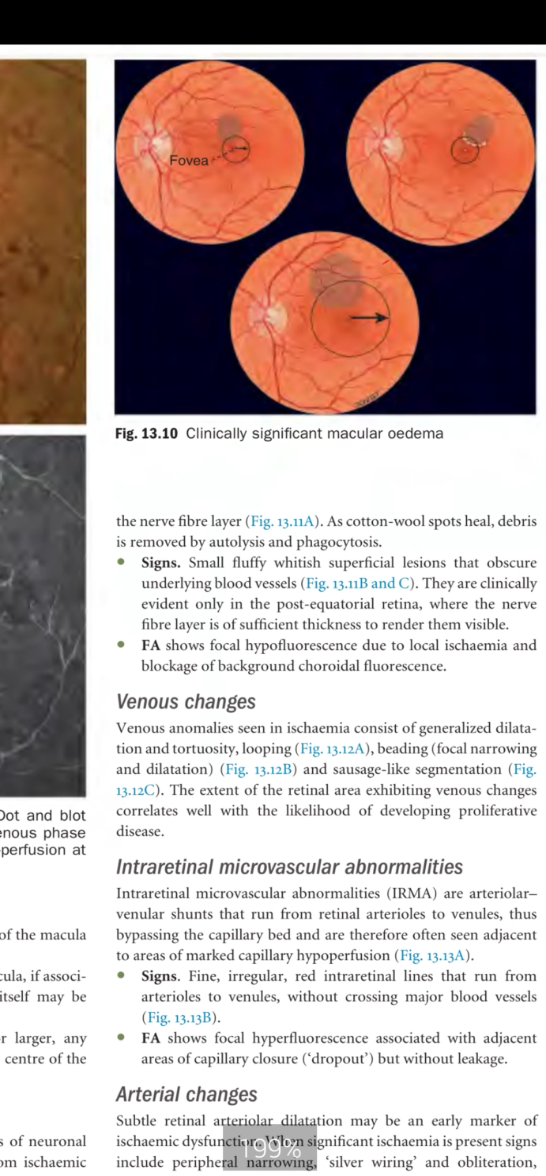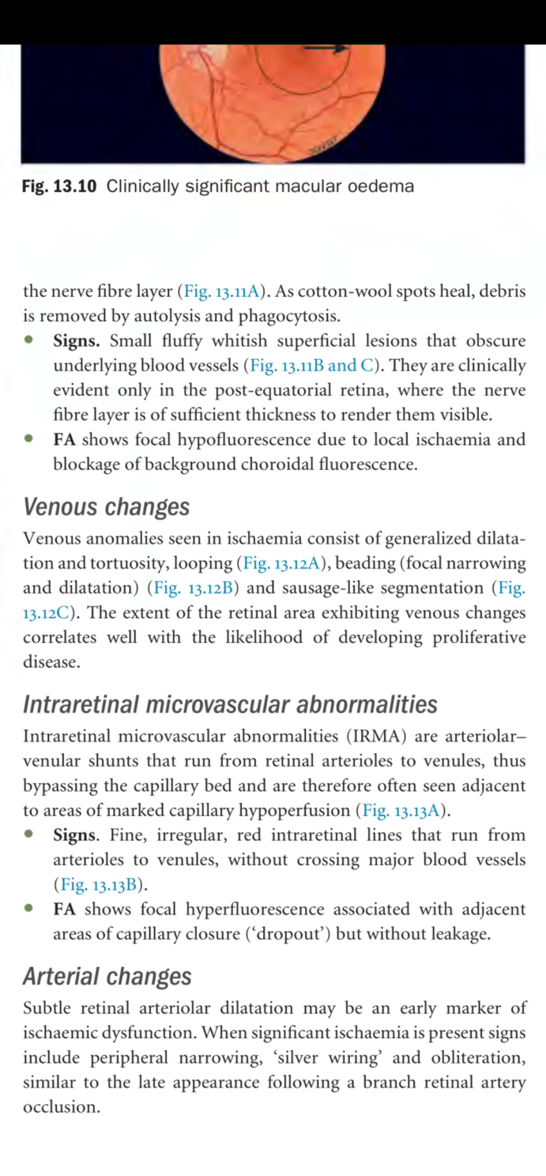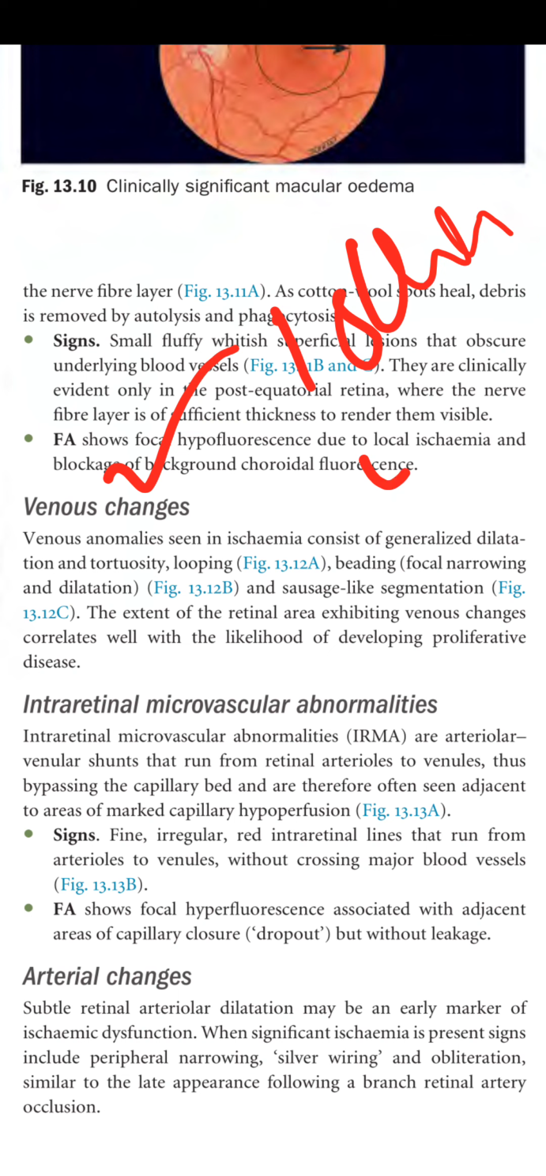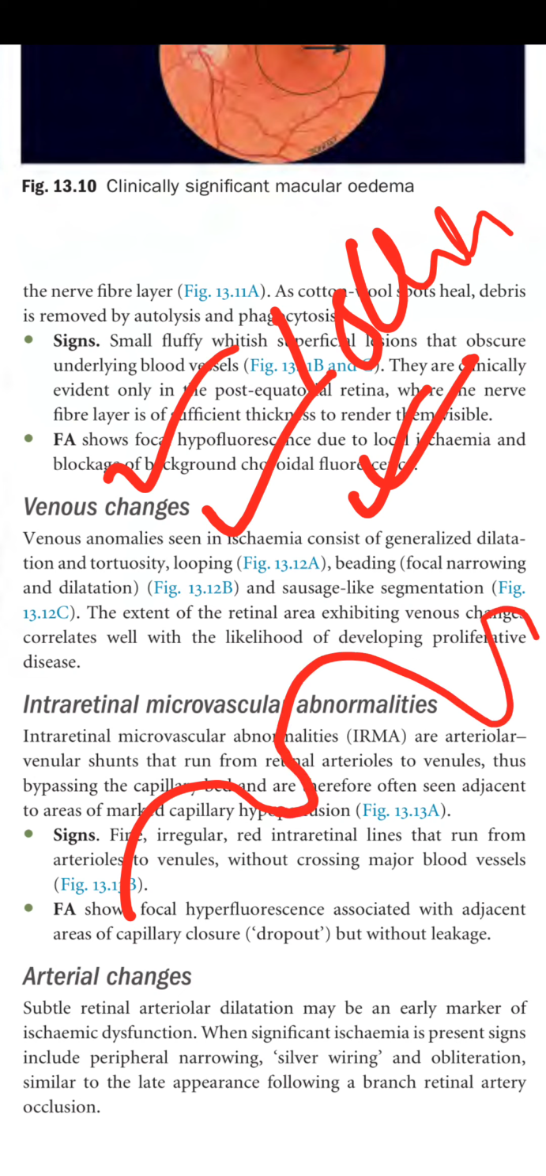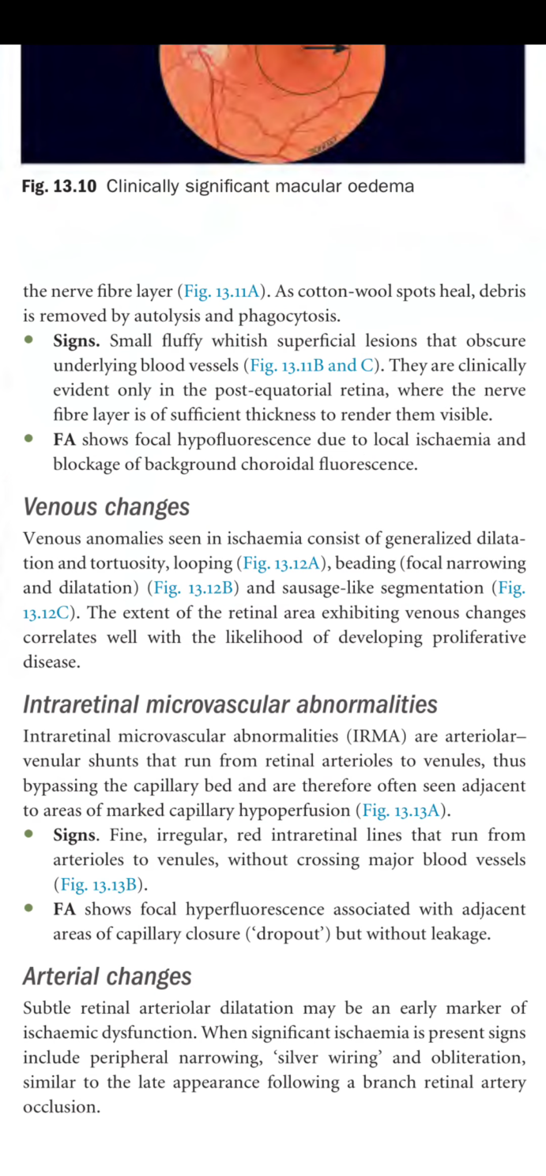So next are the venous changes in the case of diabetic retinopathy. Venous anomalies can be seen in ischemia and consist of a generalized dilatation and tortuosity. So whenever there are venous changes, there is some kind of ischemia present. There can be looping. There can be beading, which is basically focal narrowing and dilatation, and sausage-like segmentation. The extent of the retinal area exhibiting venous changes correlates with the likelihood of developing proliferative disease. So the more the venous changes, the more likelihood of proliferative disease.